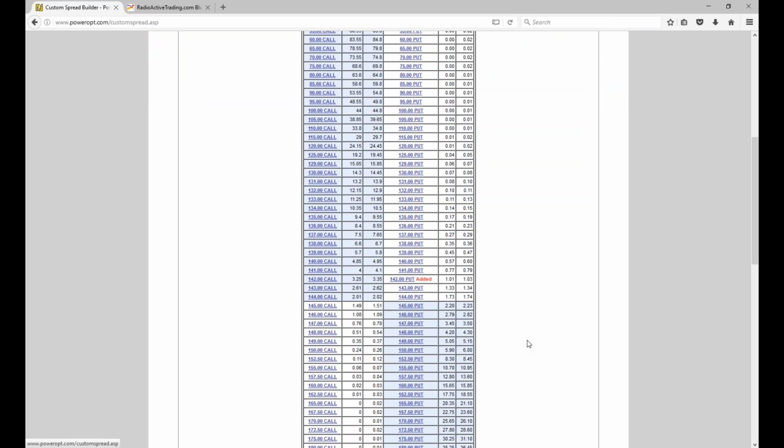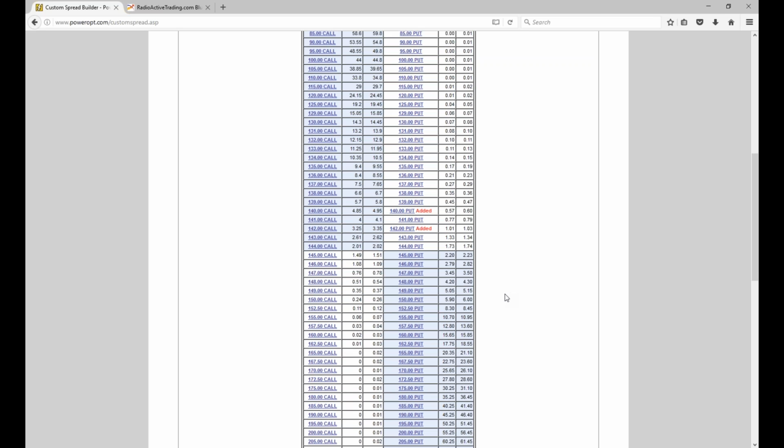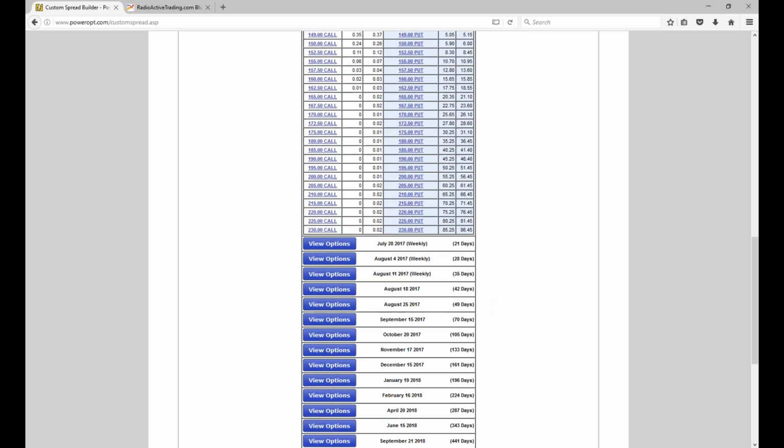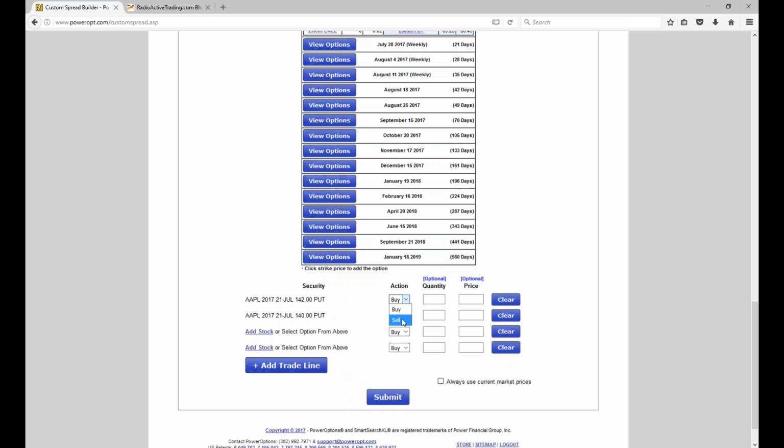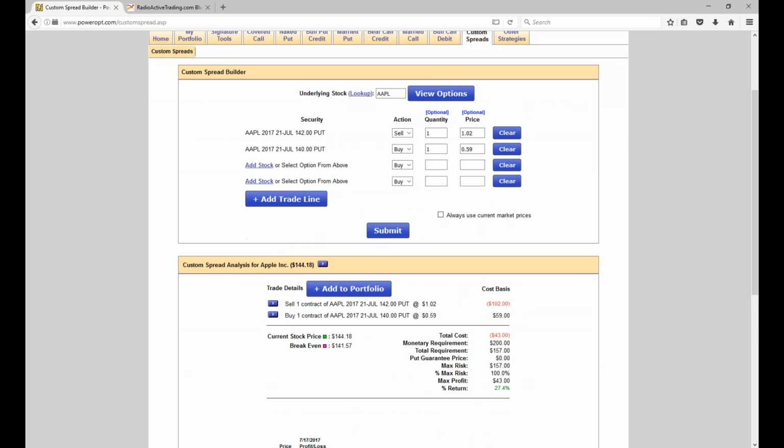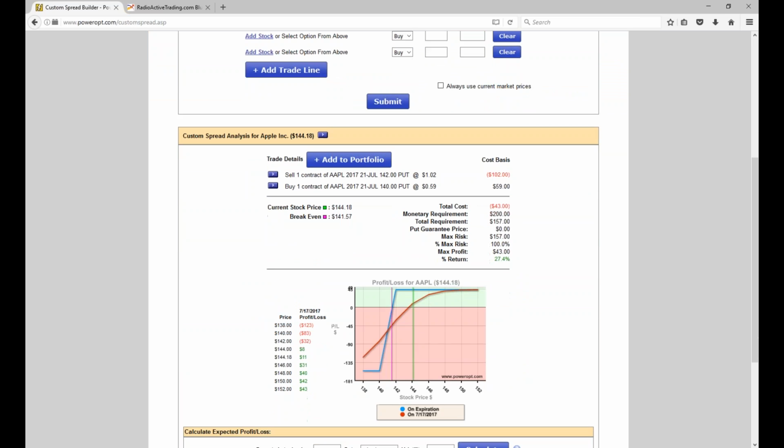I'm going to sell the 142. I know it's only 2 points out of the money, but we're going to go ahead and do that. And we're going to buy the 140. So this would be a bull put. We're going to sell the higher strike at 1.02 between the bid and ask. I'm going to buy this at 59 cents. Okay, around midpoint. There we go. Now, this is a net credit between the two of 43 cents.